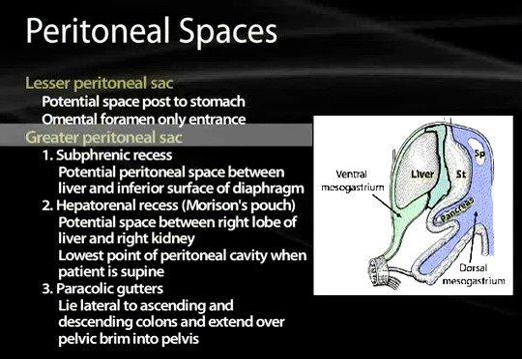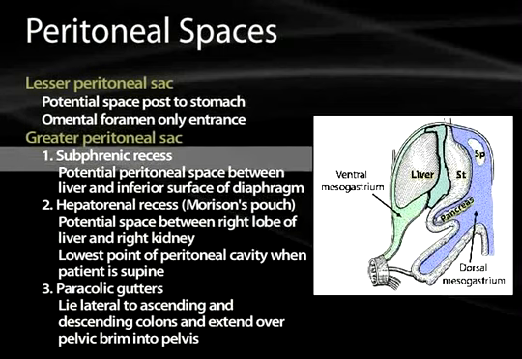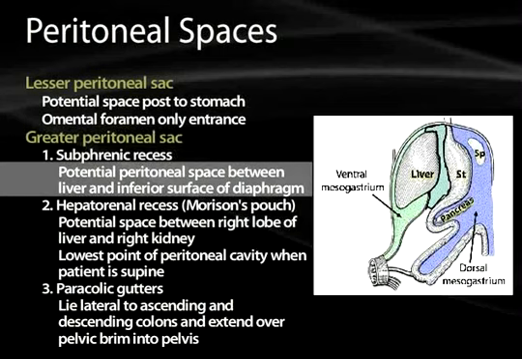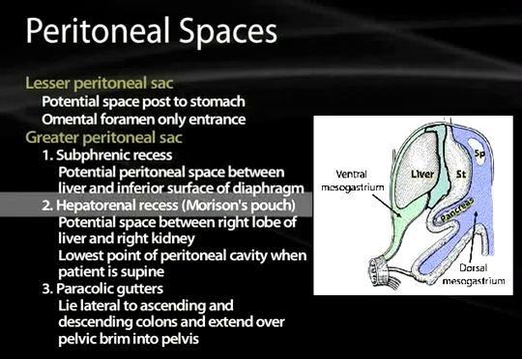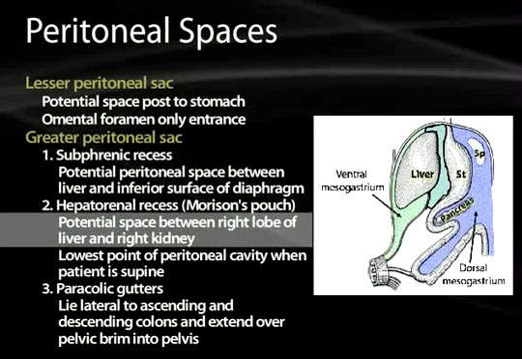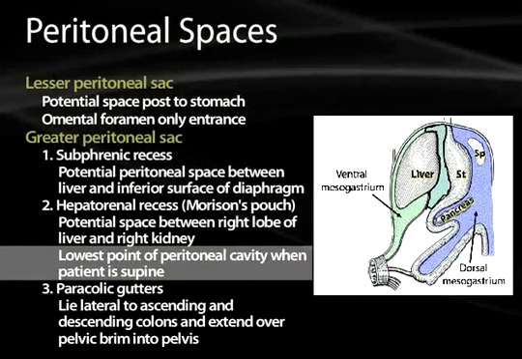The greater peritoneal sac will be the rest of the abdominal pelvic cavity. It will be divided into subphrenic recesses, which are potential peritoneal spaces between the liver and the inferior surface of the diaphragm, where there can oftentimes be collections of infective materials. The hepatorenal recess, or Morrison's pouch, is a potential space between the right lobe of the liver and the right kidney. The lowest point of the peritoneal cavity in the supine position is this Morrison's pouch.